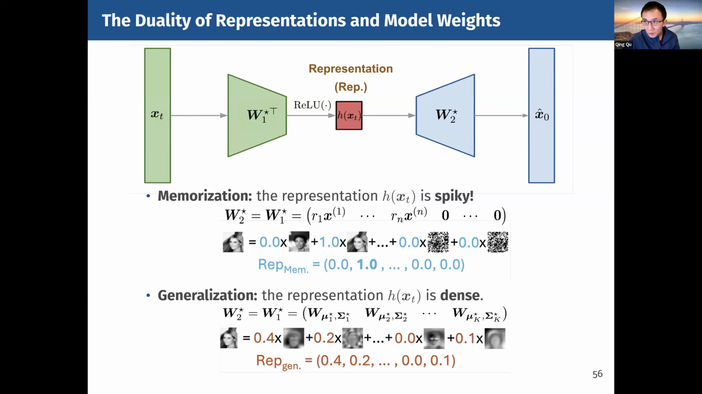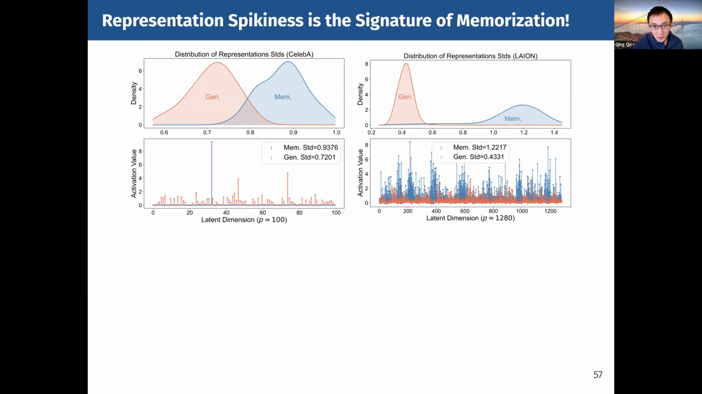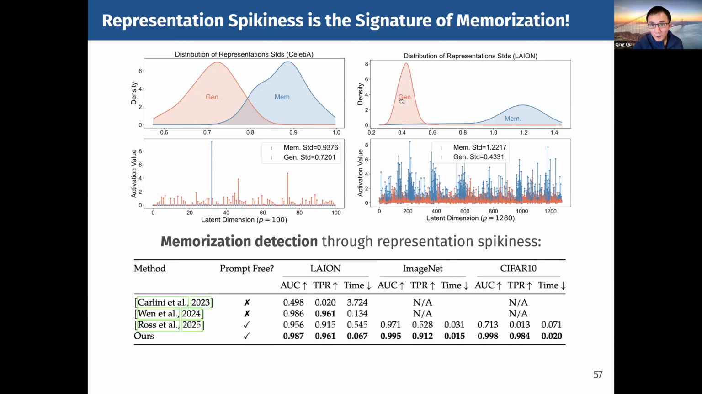And for generalization, because they are using all the data statistics to be represented, the generalized sample will be much smoother, right? And this enables us to do a memorization detection method. We're going to look at the histogram of the representation between memorization and generalization. And then we can just apply a threshold on the representations to do memorization detection in diffusion models. And by using such a very simple technique, we can enable a very high detection rate, which is prompt-free and training-free, which is much more efficient.